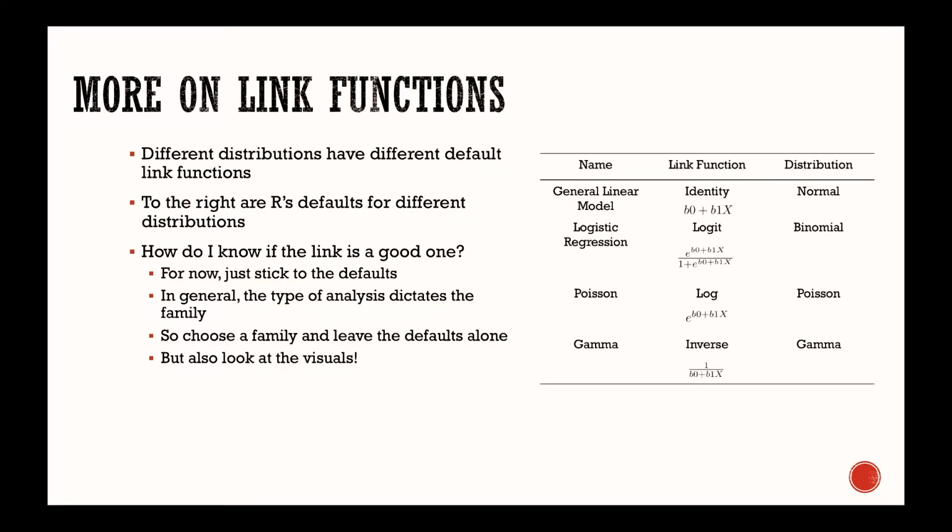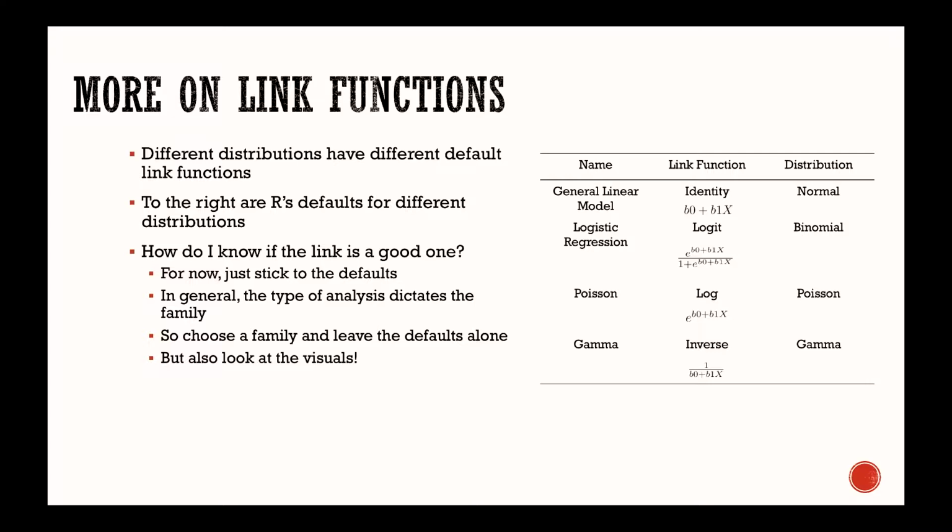More on link functions. Different distributions have different default link functions. On the right are R's defaults for different distributions. For a general linear model, or a regression, or ANOVA, or a t-test, the link function is the identity function, which just results in b0 plus b1 times x, and the assumed distribution is the normal. With logistic regression, the link function is called the logit. It's e to the blah divided by e to the blah. And that distribution is the binomial distribution.